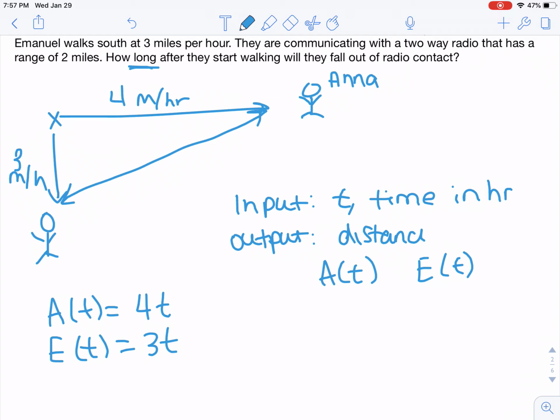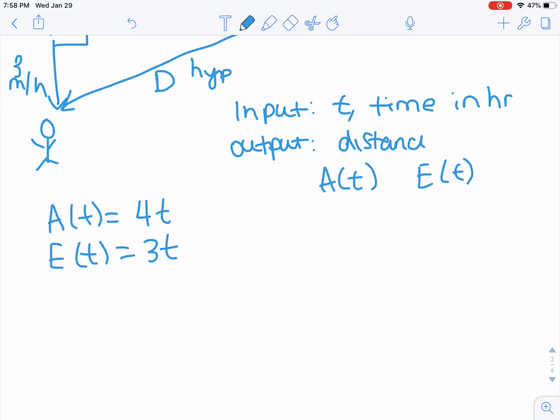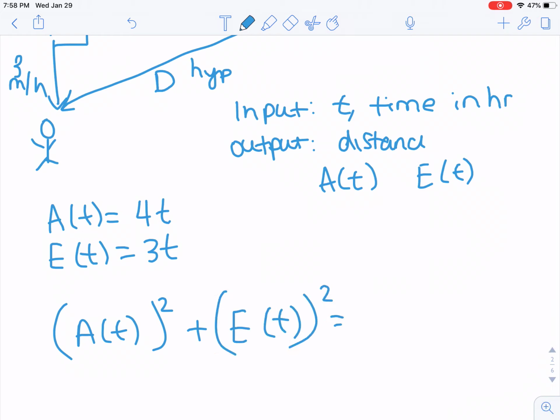And if you notice in this picture we drew, it creates a right triangle. Okay? And we want to find the distance between them. We want to know when that distance is going to equal 2 miles. And if this is a right triangle, this would be your hypotenuse. So what we can do is take Anna's distance squared plus Emmanuel's distance squared, and that's going to be equal to the overall distance squared.